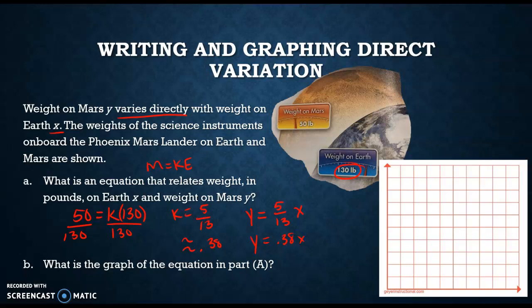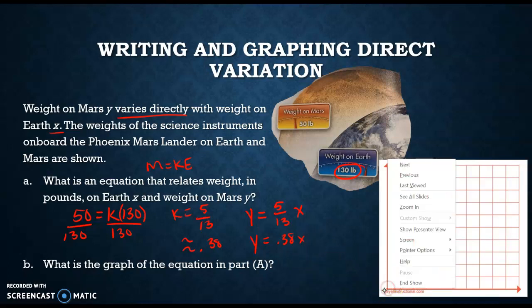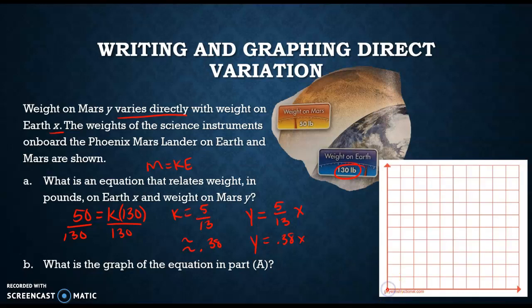From here, we can then make a graph. You can make a table. We also know that we start at 0, 0, and I can go up 5, 1, 2, 3, 4, 5, and over 13, which I don't actually have that much space on this graph. So I'm going to label my graph and then pop right back in.